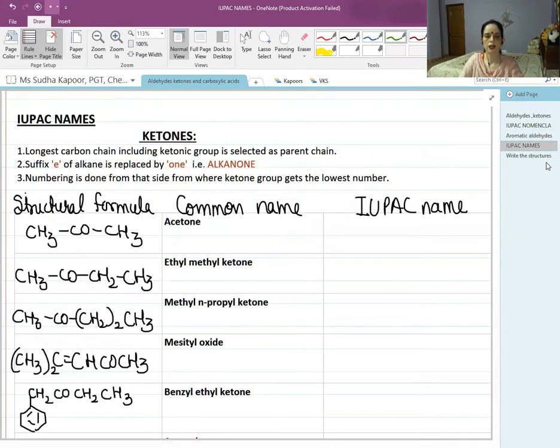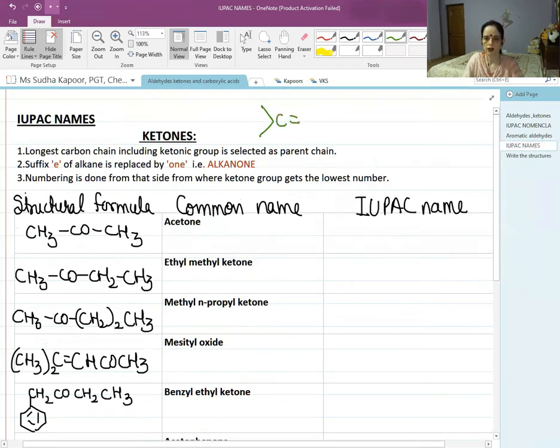Now let's come to the IUPAC name of the ketones. We know that in case of the ketones, the C double bond O has carbon attached on both the sides. On both the sides it is carbon, but if one side is occupied by hydrogen, then it is the aldehyde, and if one part is attached to OH, then it is the carboxylic acid. So it's time to talk about the ketones having the carbonyl group, with carbon present on both sides. The longest carbon chain including the ketonic group is selected as the parent chain, and from the suffix of the alkane, the last E is removed, and we are going to attach one at the position.